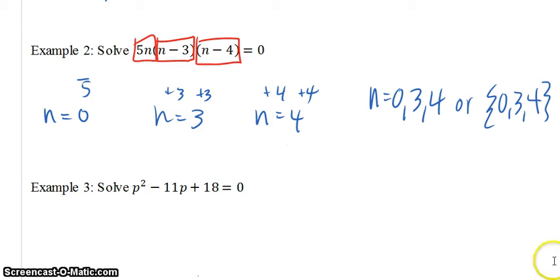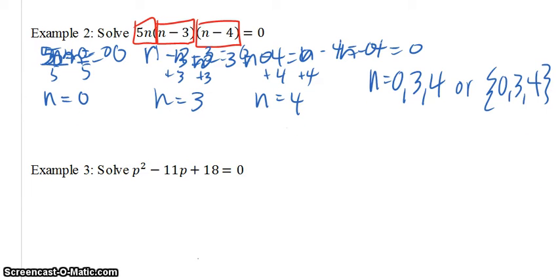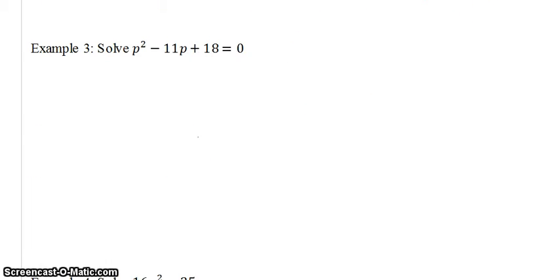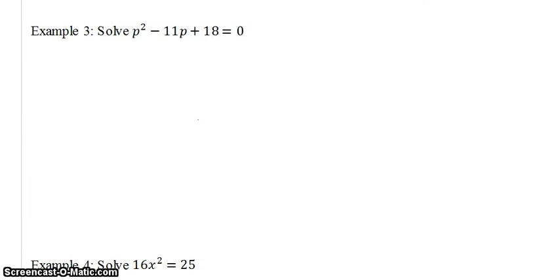Oh no. Number 3 requires us to factor. The other two, they factored it for us, so it made our life so much easier. But now we need to factor. But this is easy. We know how to factor. So we're going to factor the left side. We know that it needs to add to negative 11 and multiply to 18. So what two numbers? 2 and 9, but they both have to be negative because we need to add to negative 11.